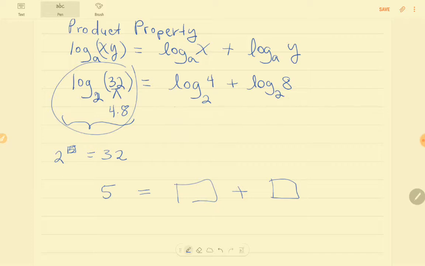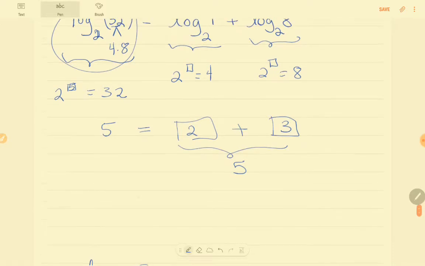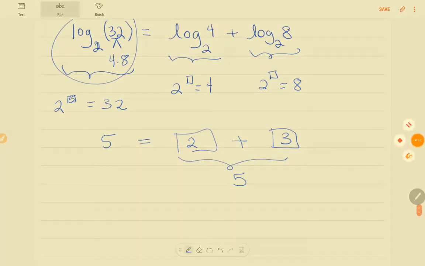Alright, so this one first. 2 to some power equals 4. Well, we know what that is. That's 2. And 2 to some power equals 8. Well, that would be 3. And what do you know? 2 plus 3 does equal 5. Awesome.